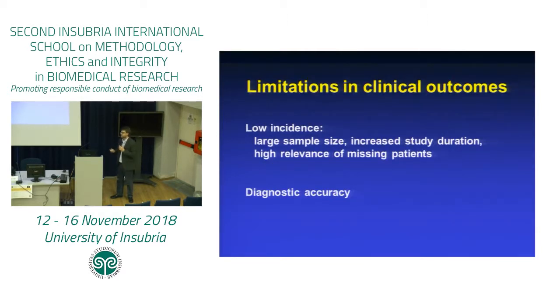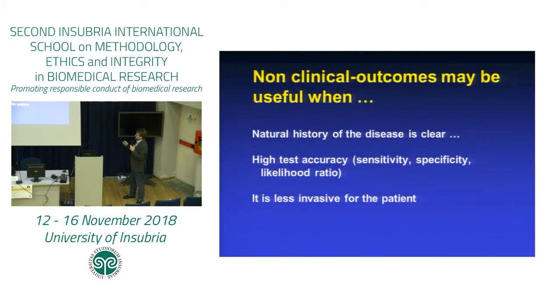If you use mortality for a cold or flu, how many patients you have to include? Of course, for septic shock, mortality is the only outcome you have to measure. It depends also on the severity of the disease. Non-clinical outcome may be useful, therefore, when the natural history of the disease is clear, there is high test accuracy, and it is less invasive for the patient.